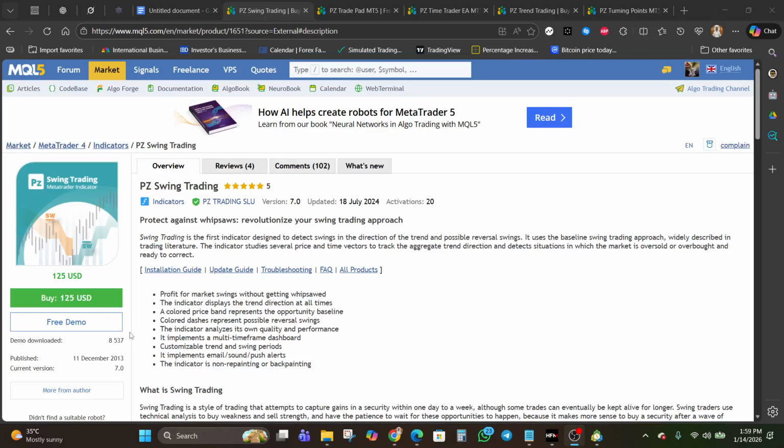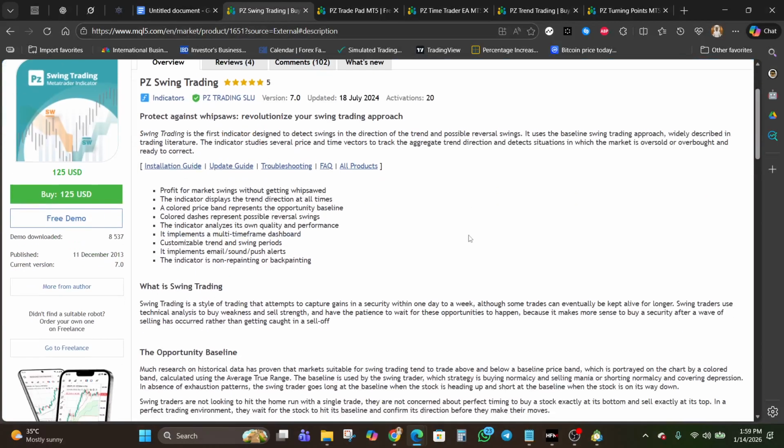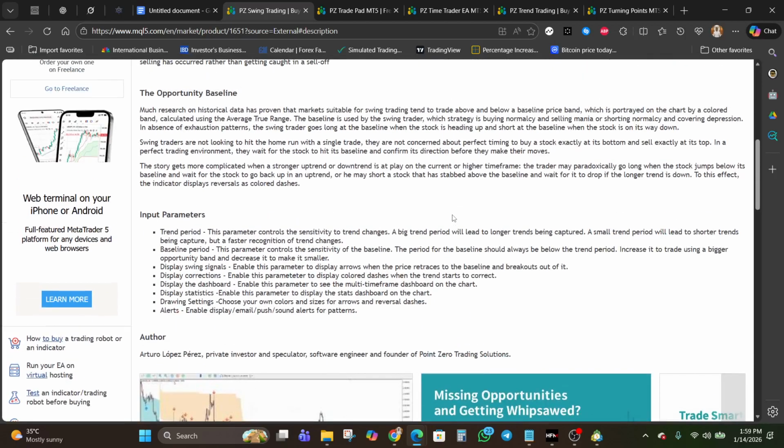to test. If you are interested in the indicator, just click on the free demo and ensure that you have the MT4 platform installed on your device, and then of course you click on this, so that it can take you to where you can look at the free demo. But briefly, we are just going to be discussing this indicator to see how it works, and to help you to have an idea in case you are interested in the indicator.